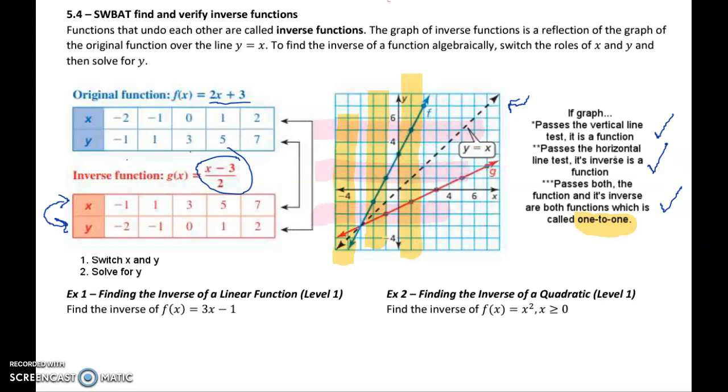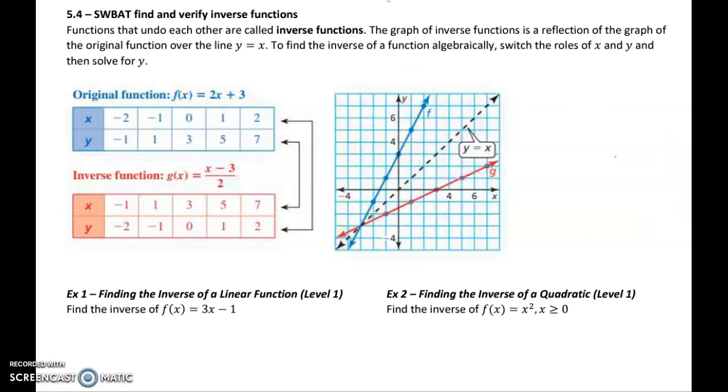Now we're going to talk about actually solving. So, as long as I can move this down. Uh-oh. I'm playing with technology.